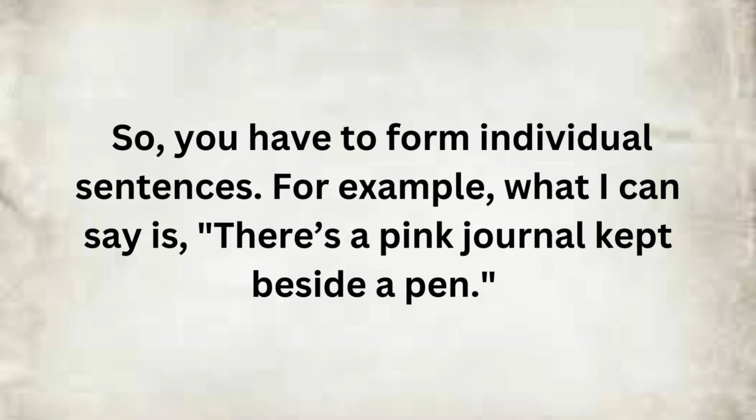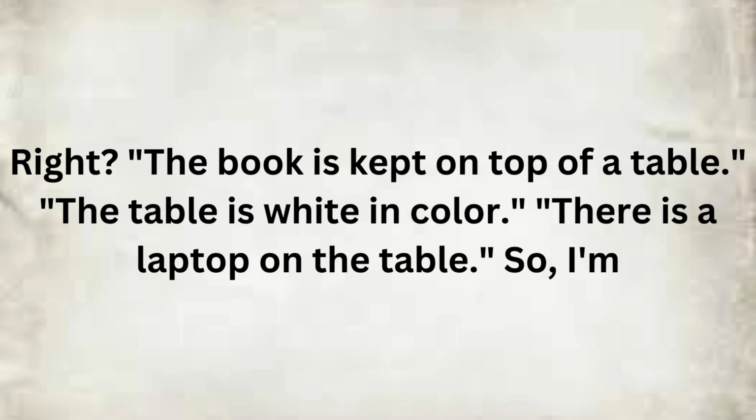For example, what I can say is, there's a pink journal kept beside a pen. Right? The book is kept on top of a table. The table is white in color.